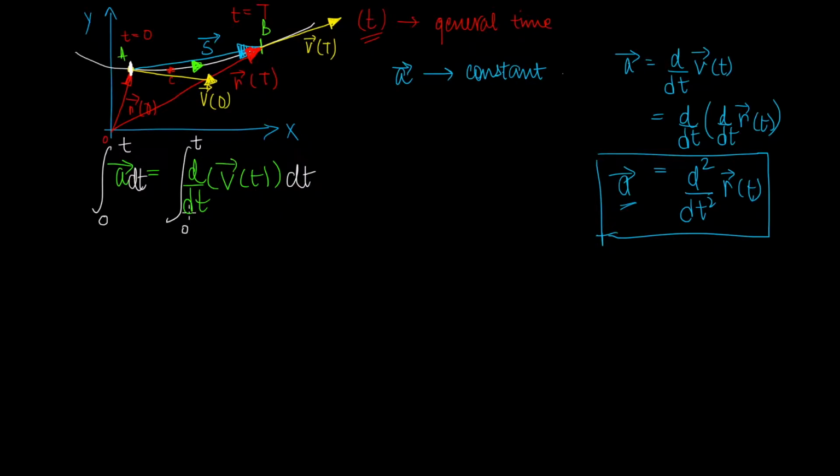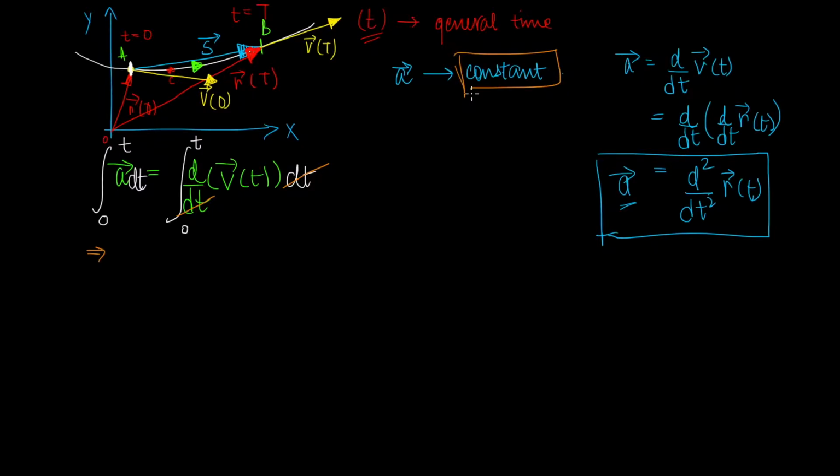If you see this, on the right hand side you have a dt, and you also have a dt on the other side, which easily cancels out. So you have the following. You have a times dt, where a is the vector and dt is the scalar, and you integrate it from 0 to t. But what do we know about acceleration?